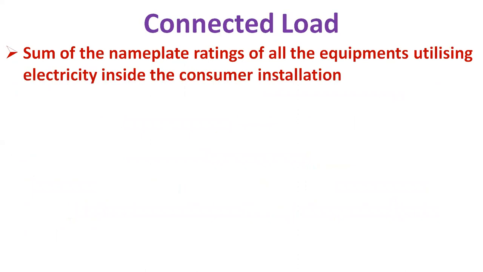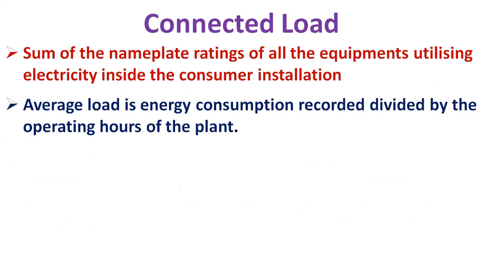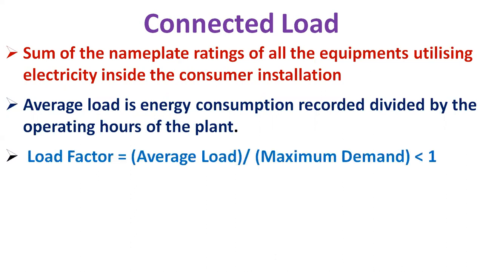Connected load is the sum of nameplate readings of all the equipment utilizing electricity inside the consumer installation. Normally, when the figure is worked out, standby equipment is not considered since only one of them is running at a time. Also, the figure is based on end utilizing equipment, and intermediate equipment like distribution transformers, motor control centers, etc. are not considered. Average load is energy consumption recorded divided by the operating hours of the plant.